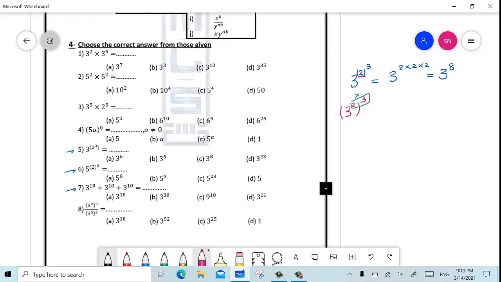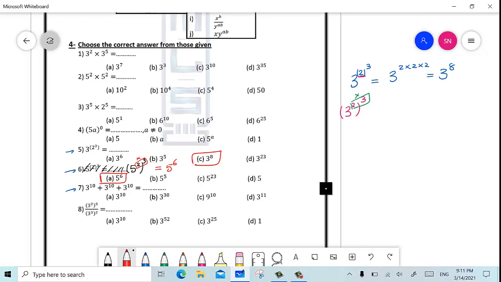Here in question number 6, we want to make a small change. It's 5 to the power of 2, all raised to the power of 3. So this is the right question. Here I have the whole number raised to a power. So I have here power and power. I'm going to multiply them together. So my answer is going to be 5 to the power of 6, which is number A. And of course here, in number 5, my answer is number C.